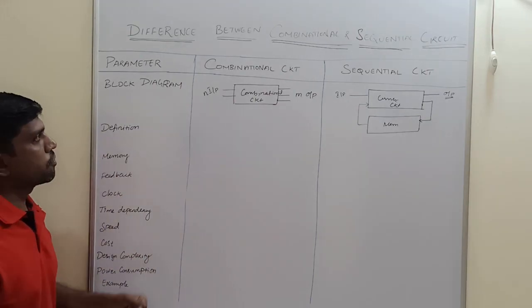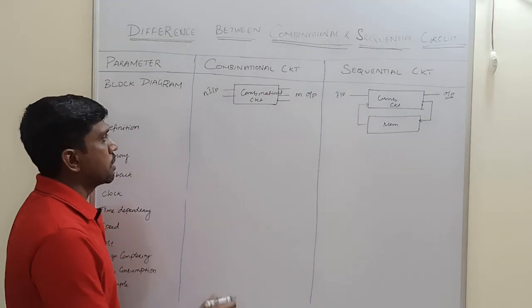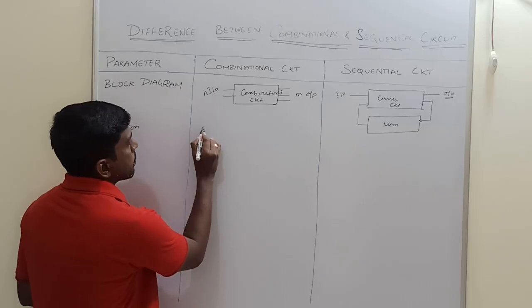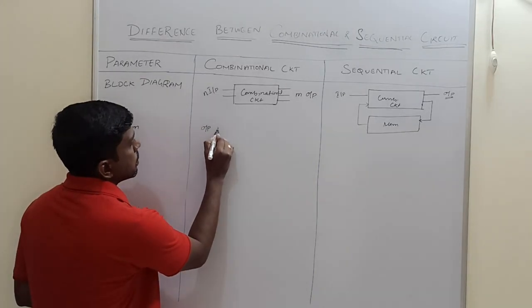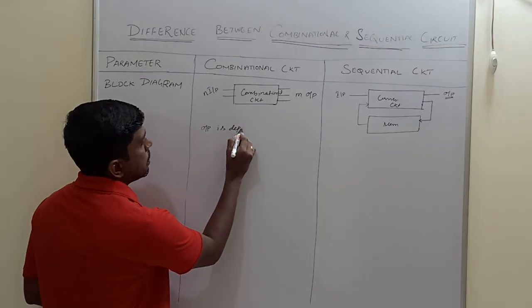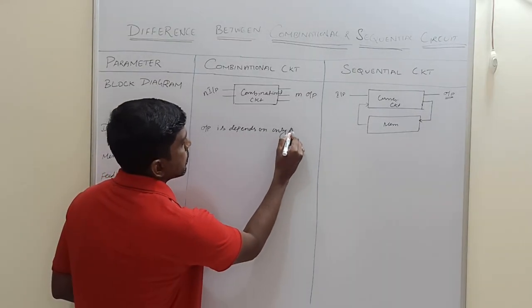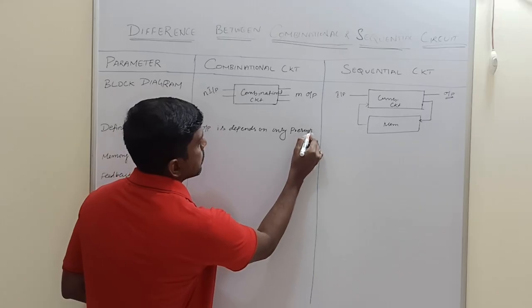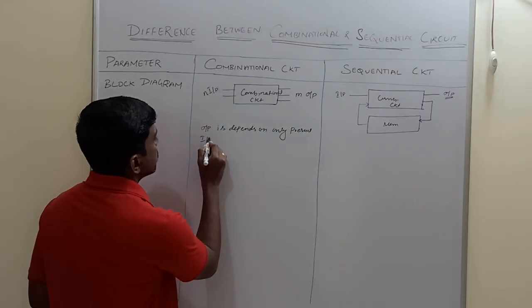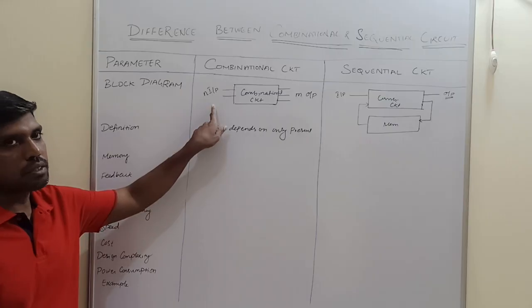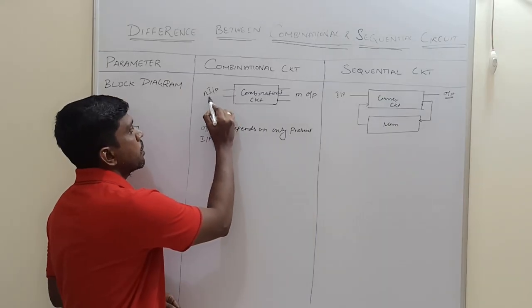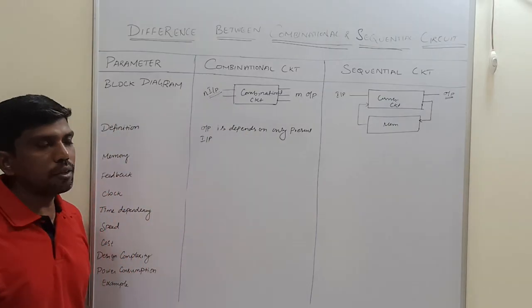The next one, definition. Definition of combinational circuit. Here the output depends only on the present input. So the output of a combinational circuit depends upon only the present input.